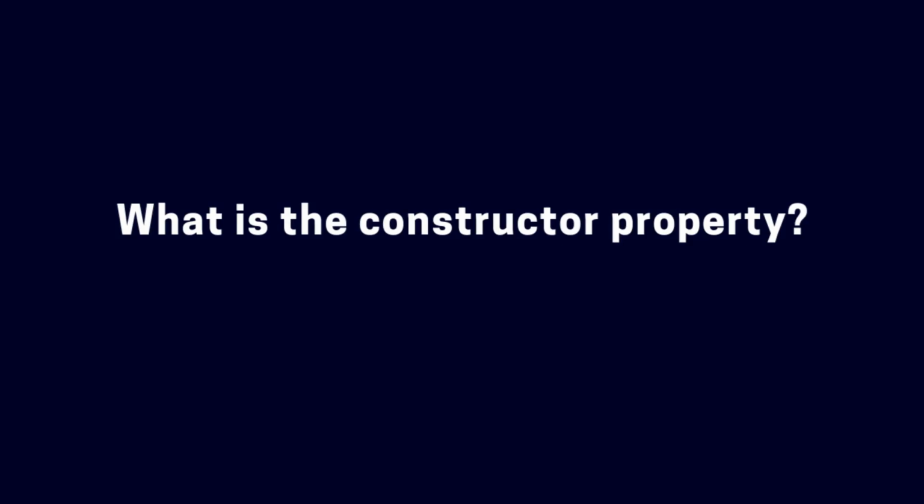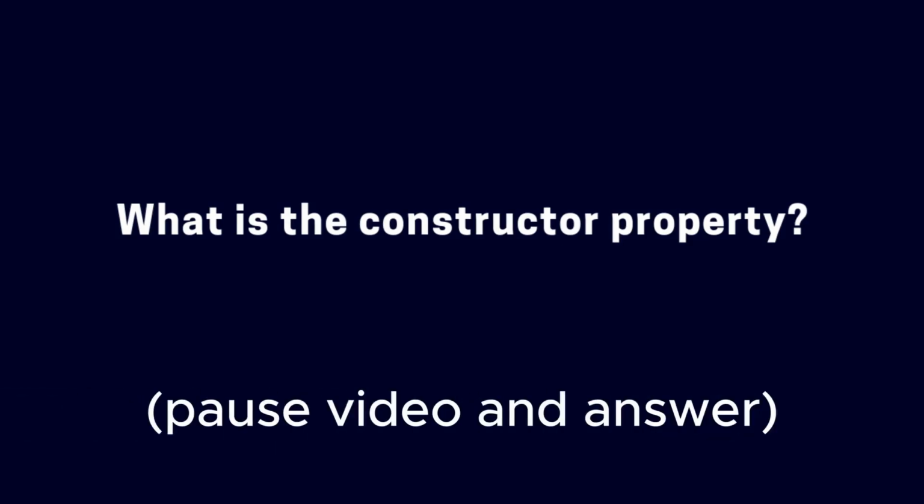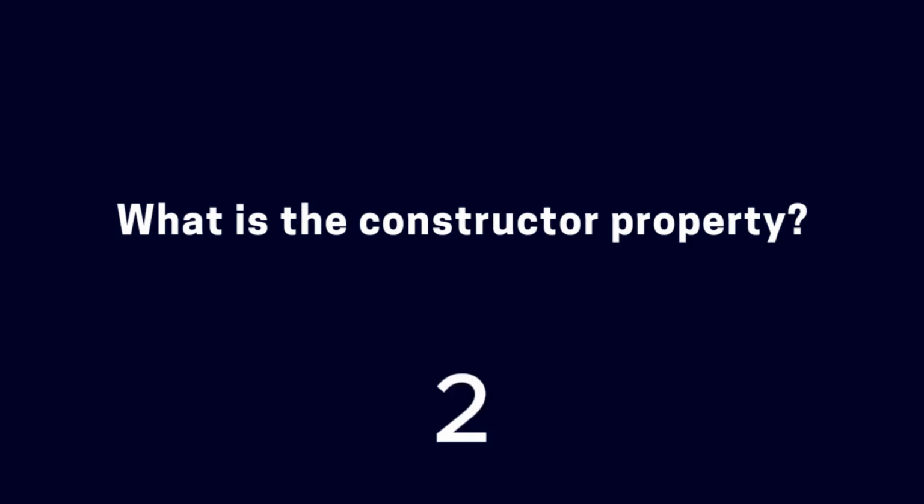What is the constructor property? The constructor property is a property that exists for all objects in JavaScript. You can access it with either the dot notation or bracket notation, and it references the constructor function used to instantiate and create that object.